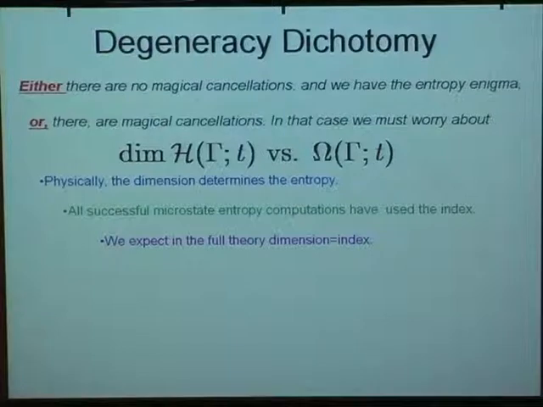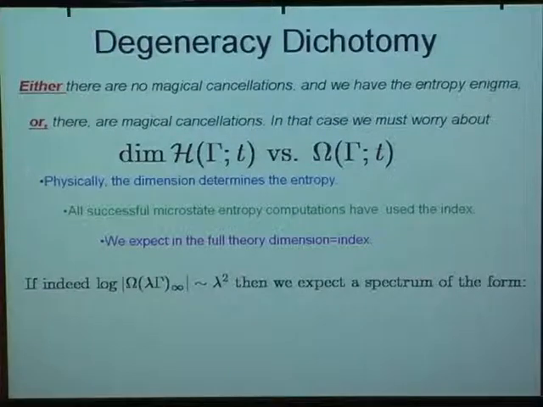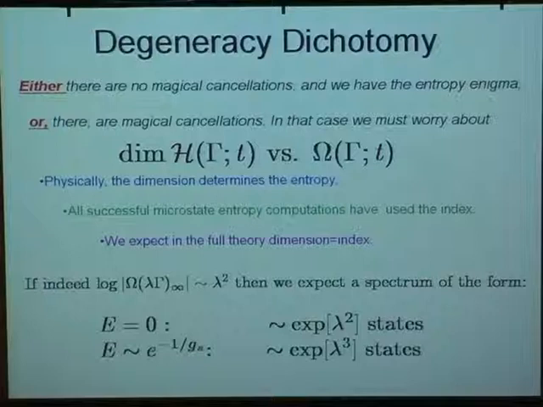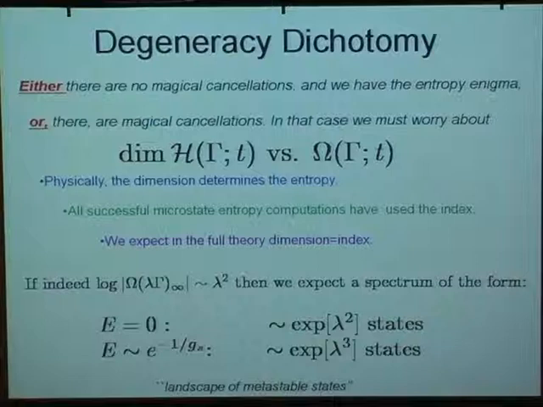Let's, for the sake of argument, accept that, and then explore what it means if there are magical cancellations and the index goes like e to the lambda squared. Well, then what happens? We have these e to the lambda cubed states. They're not going to go away by tiny non-perturbative effects, but they might get lifted in pairs and not contribute to the index. So that means that the spectrum looks like at E equals 0 we have e to the lambda squared types of states, but at exponentially small energies we have many, many more states. So just to show that I can be fashionable too, we can call that a landscape of metastable states.